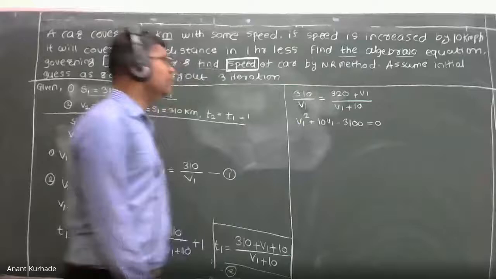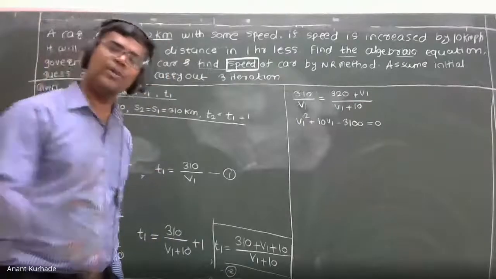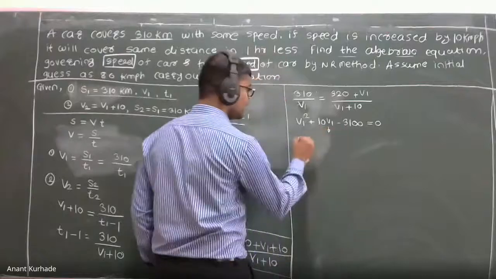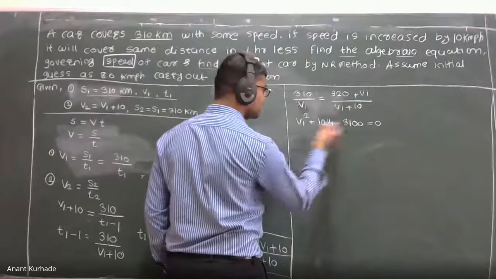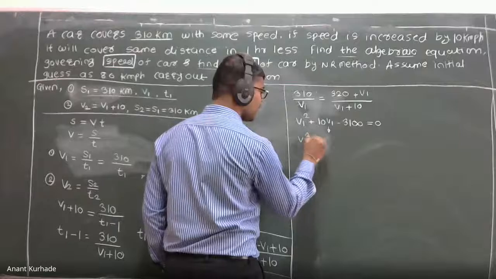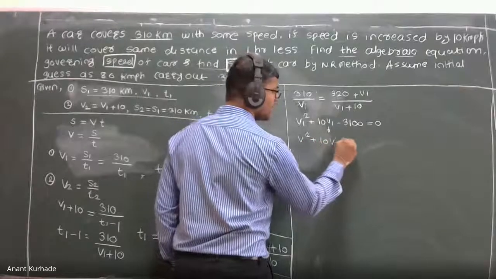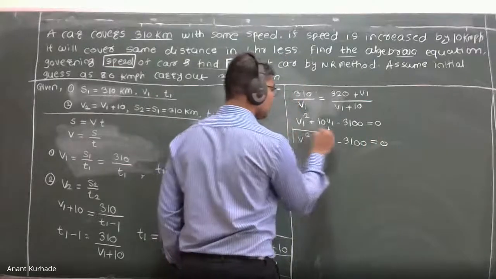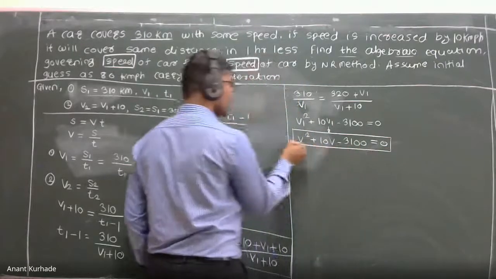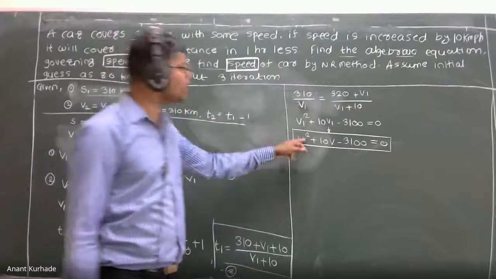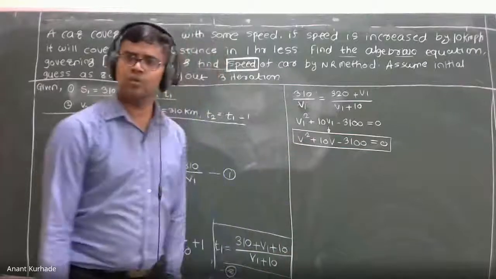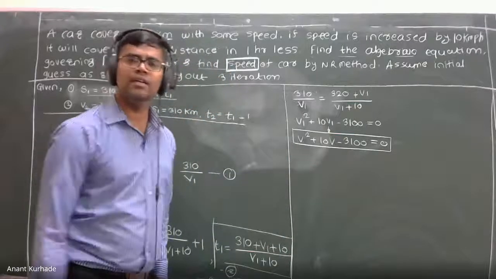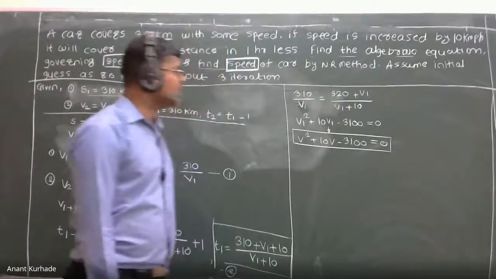So now we have one equation in terms of V1. So we can write V square plus 10V minus 3100 is equal to 0. You have to form this equation. Now it is a quadratic equation with power 2, so we can solve this by using the standard formula. What is that formula?